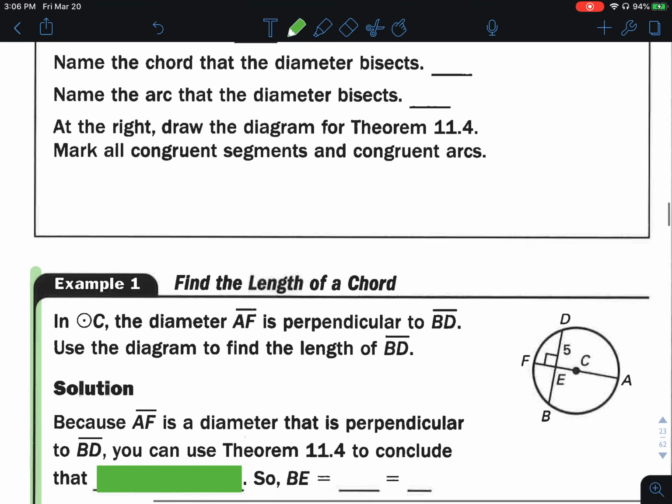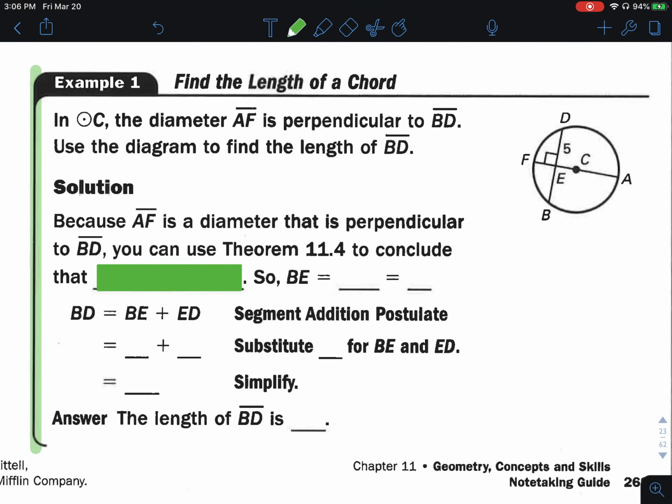Let's go down to example 1. So in circle C, the diameter AF is perpendicular to BD. Use the diagram to find the length of BD. Okay, because AF is a diameter that is perpendicular to my chord BD, you can use theorem 11.4 to conclude that AF bisects BD. So BE is actually congruent to or equal to ED, and we know ED is 5.